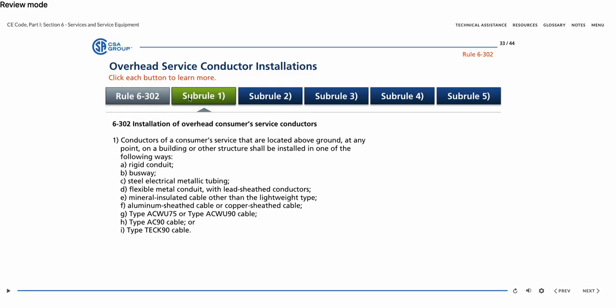Subrule 1 requires that consumer service conductors that are connected to an overhead supply service be installed in a raceway or be part of a cable assembly to provide mechanical protection, prevent contact with live parts, and limit damage to the structure or building if a fault occurs in the conductors. Subrule 1 lists the approved types of raceways and cables. Exposed cables in raceways must be protected from mechanical damage up to 2 meters above grade in accordance with Rule 12-934.